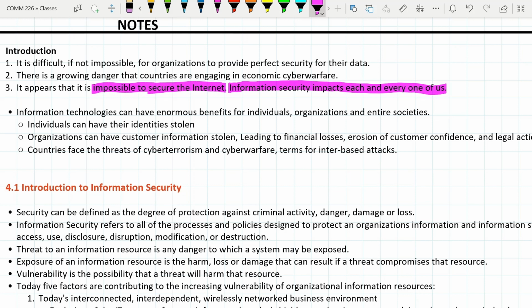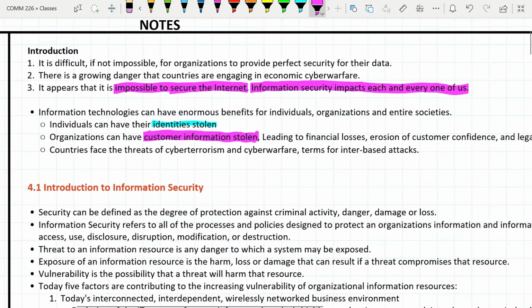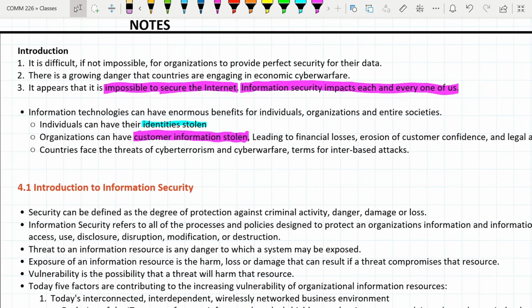Information technology can have enormous benefits for individuals, organizations, and entire societies. Individuals can have their identity stolen. Organizations can have customer information stolen, leading to financial losses, erosion of customer confidence, and legal actions. Countries face the threats of cyber terrorism and cyber warfare, in terms of internet-based attacks.